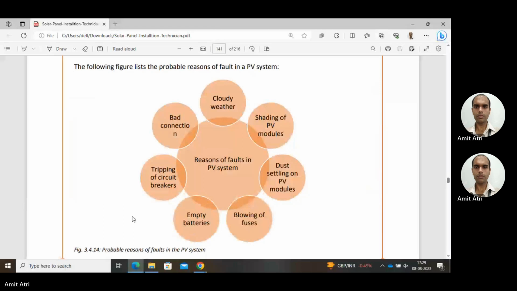Next, tripping of circuit breakers. Circuit breakers isolate some section of the power system. So if the circuit breaker is tripped, it means something unusual, some fault has occurred and we are not getting an output from the system. Then bad connection. That is why our installation process is so important, that we have to follow all the specified procedures, and all the precautions should be taken so that bad connection is not there. Otherwise, there will be a fault in the system.